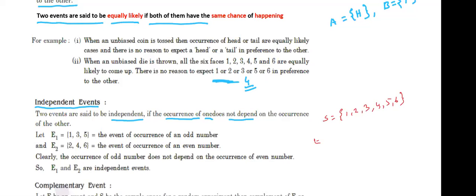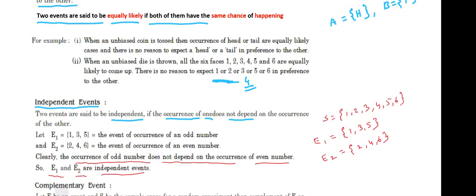E1 be the event of getting an odd number, odd numbers meaning 1, 3, 5. E2 be the event of getting an even number, 2, 4, 6. Here, clearly observe that the occurrence of an odd number does not depend on the occurrence of an even number. So we will say that E1 and E2 are independent events. Students, did all of you understand now?